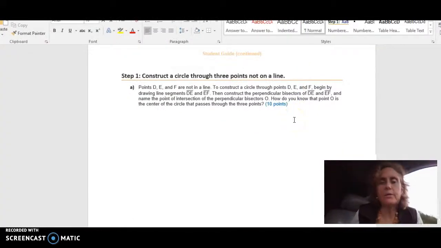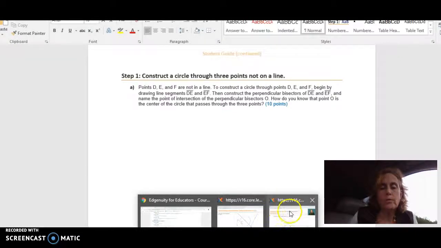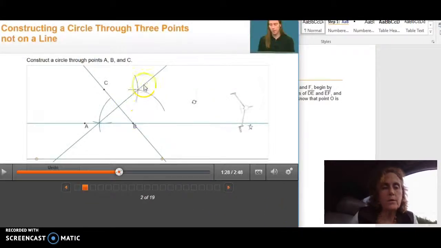I'm just going to make a quick video here to help you with your construction. So this says to construct a circle through 3 points not on a line, and then explain how you know this. So if you go here and you watch this video, this is in the instruction, you can see how he goes through.